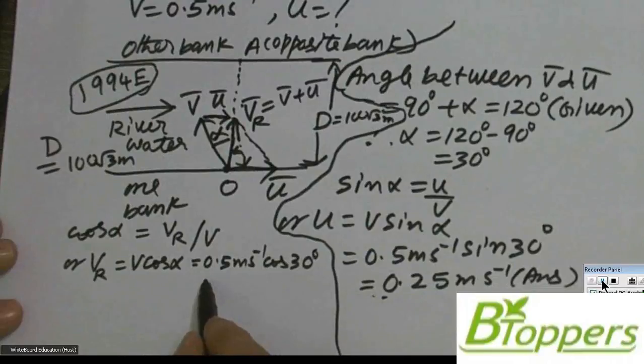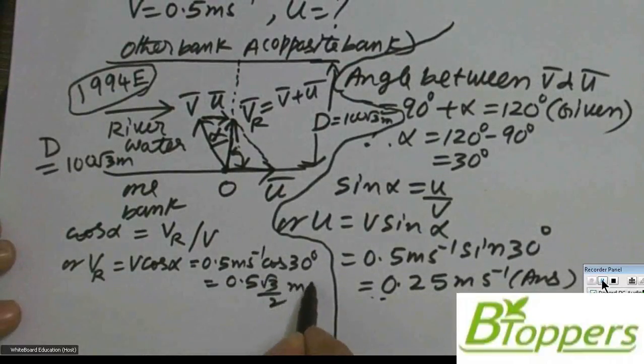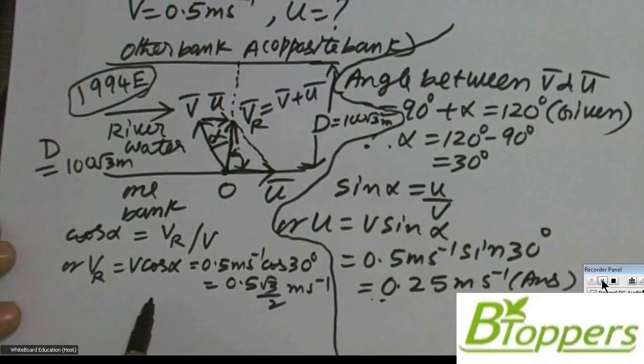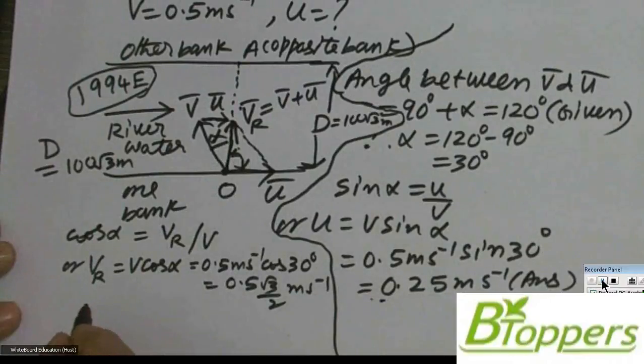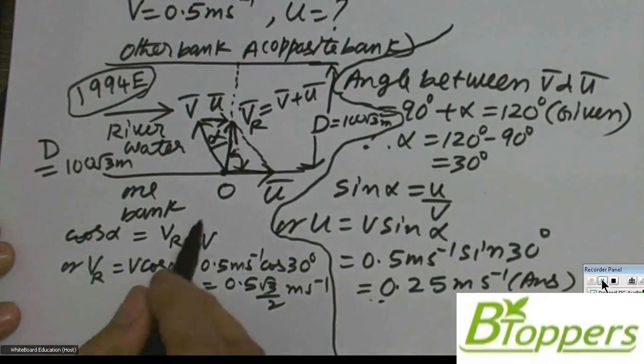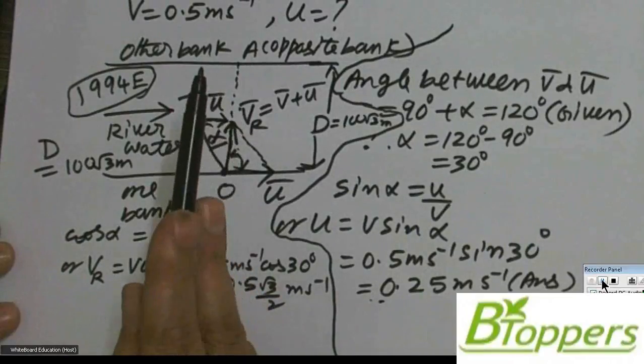So that can be written as 0.5 into root 3 by 2 meter per second. So the actual distance covered by the swimmer while crossing the river can be written as equal to the magnitude of the resultant velocity into time taken. So in this case, the swimmer moves along the minimum distance path from O to A, along the line OA.